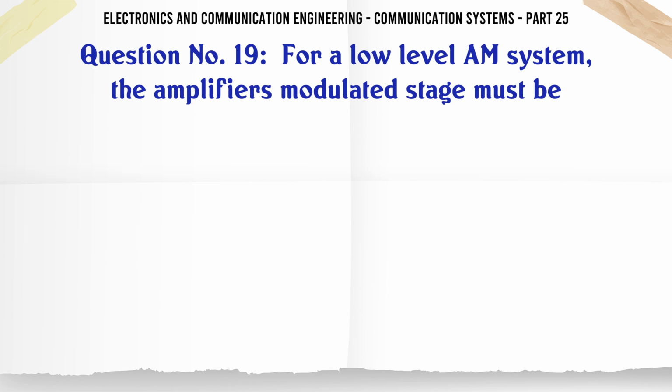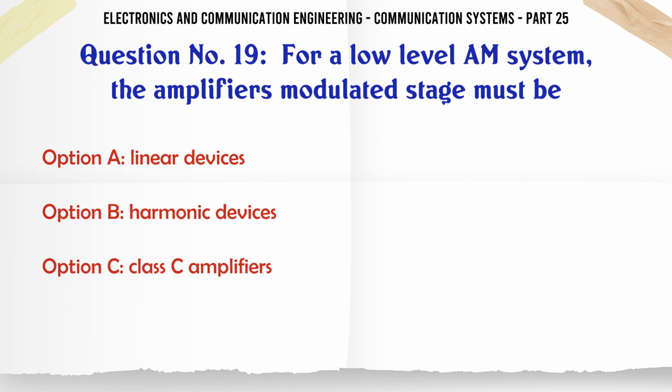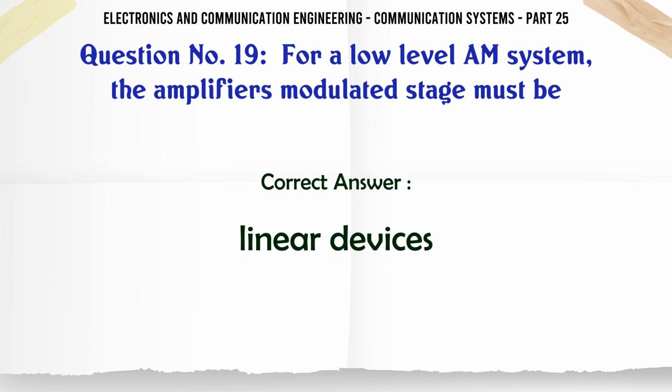For a low-level AM system, the amplifier's modulated stage must be A. Linear devices, B. Harmonic devices, C. Class C amplifiers, D. Non-linear devices. The correct answer is linear devices.